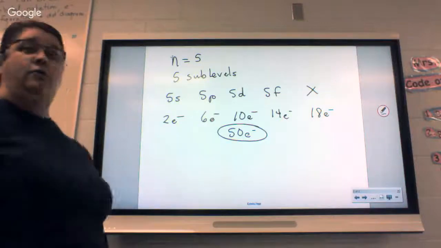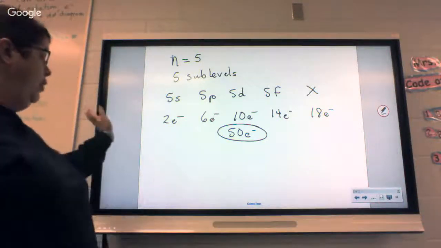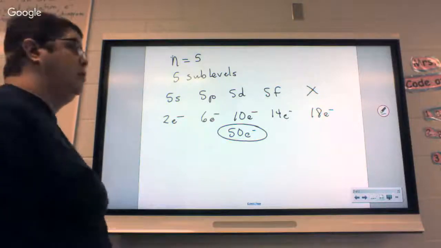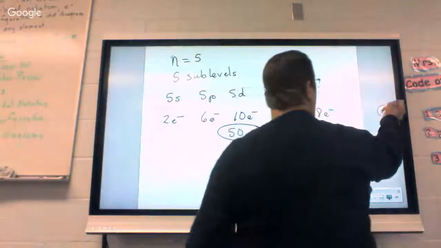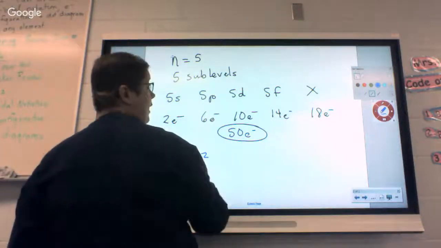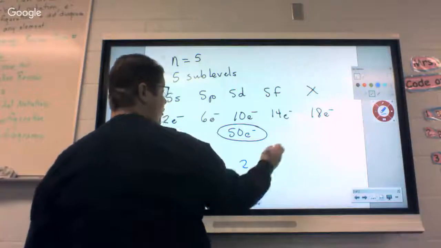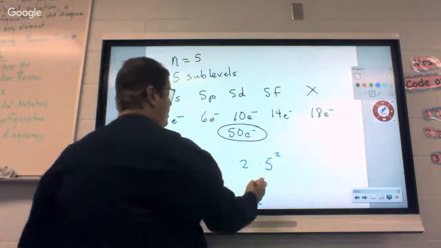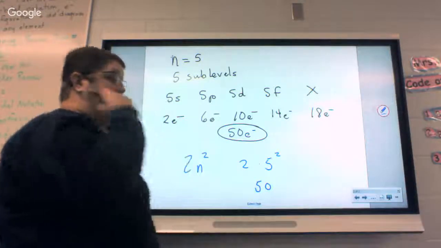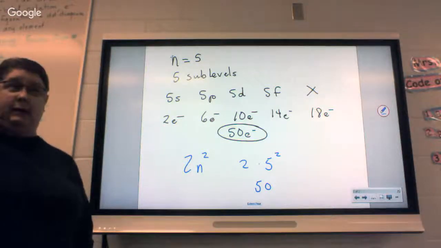Now, that's how you do it conceptually. I showed you a shortcut if you don't want to do it conceptually. So what's the shortcut? N squared is the shortcut. So 5 squared times 2 would be 25 times 2 is 50. That's the shortcut if you'd rather do it that way. It doesn't matter which way you pick.